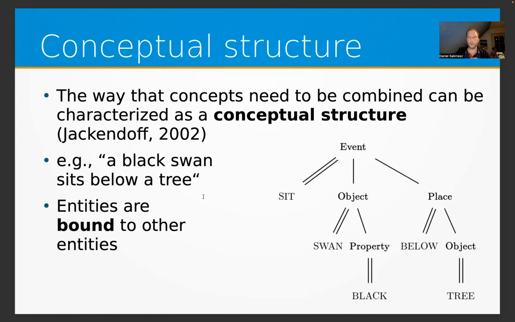And an important property that we can see in such a structure is that we have a notion of binding here. So the various entities here are bound to other entities. So for example, the event is bound to an object and a place, and to a concept sitting. The object is bound to the concept swan and to a property which is bound to a concept black. And the place is bound to the concept below and to an object which is bound to a concept tree.